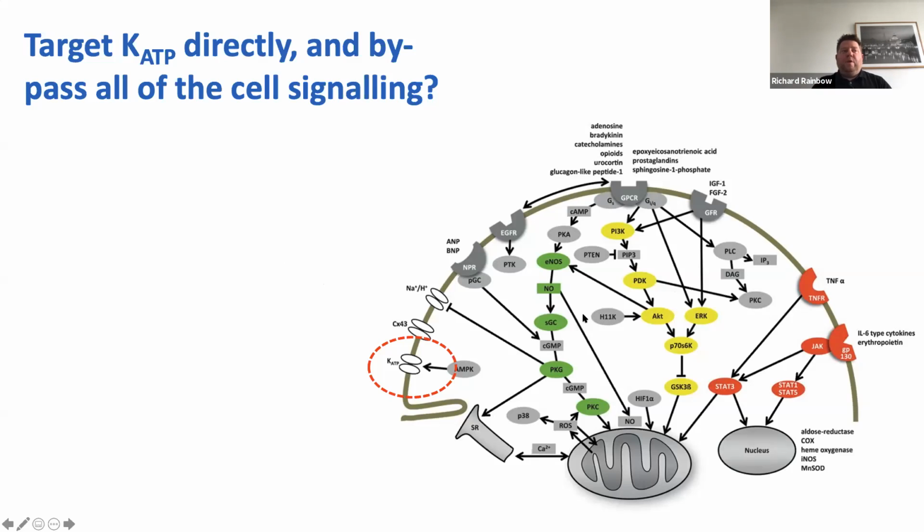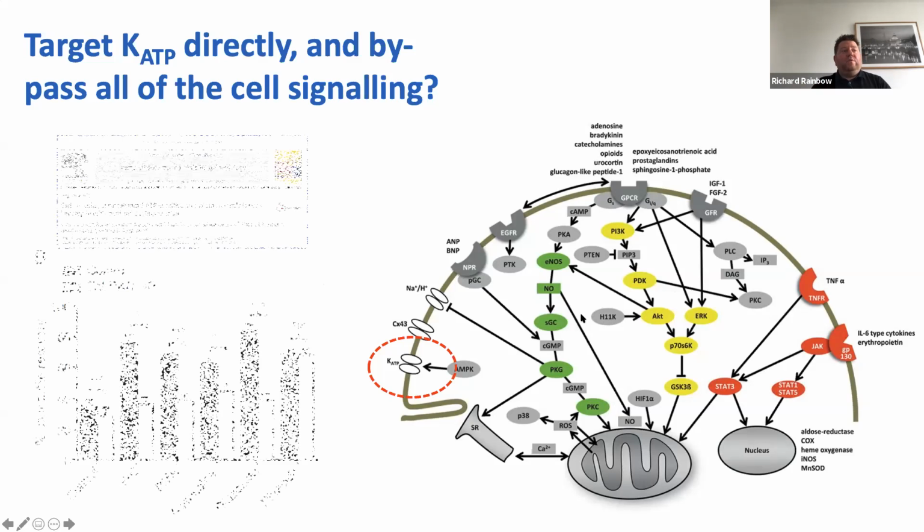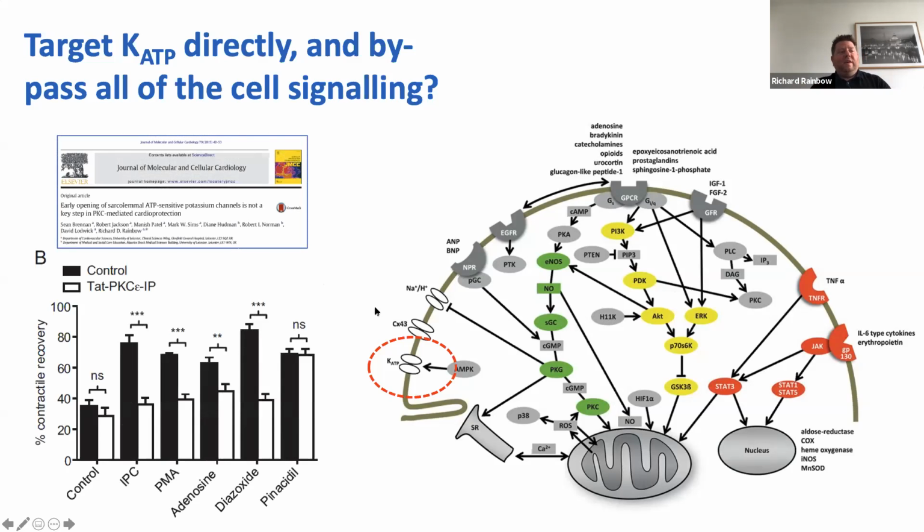So we think that targeting KATP channels directly, rather than trying to go through all this cell signaling, might be a novel mechanism that we can use for treating cells and giving cardioprotection, because also in Sean's paper back in 2015, we showed that all of these other mechanisms of cardioprotection were dependent on this cell signaling PKC, but panacetyl direct activation wasn't. So I'm going to leave the data there.